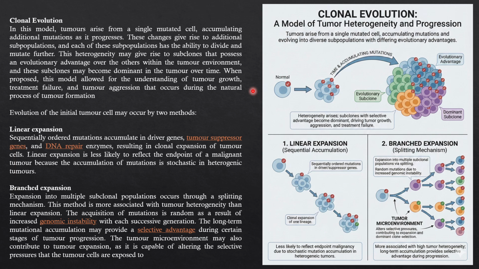Talking about clonal evolution, which is basically tumor heterogeneity and progression, the tumors evolve from a single mutated cell through the accumulation of genetic alterations over time. As the mutations accumulate, different subclones emerge, each with varying survival and growth advantages, leading to tumor heterogeneity. Some subclones become dominant due to selective advantages such as faster growth or therapy resistance. The two patterns described here are linear evolution and branched evolution. The tumor microenvironment further influences the selection pressures, promoting aggressive and treatment-resistant cancer populations.